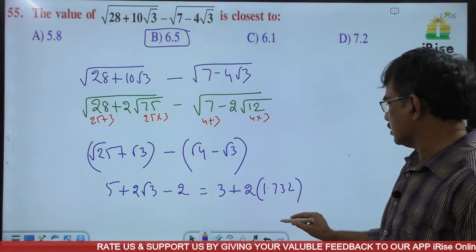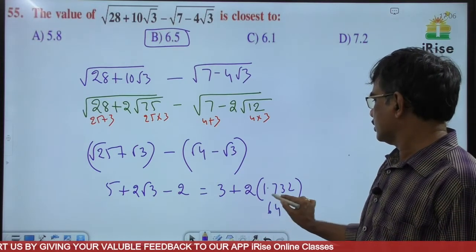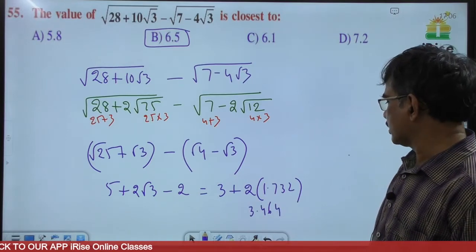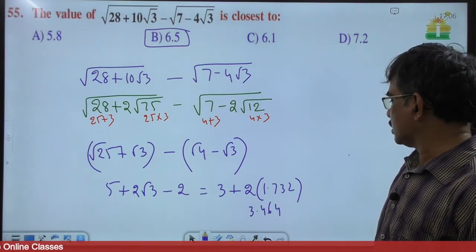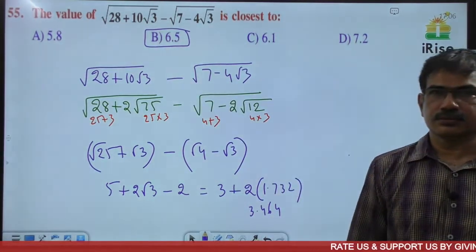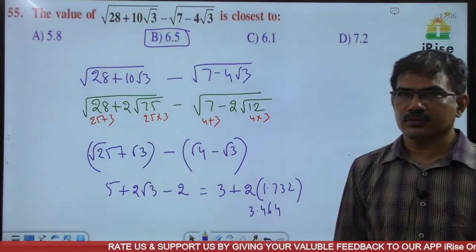Okay, 3.46 plus 3, 6.464 nearer to 6.5. Next one.